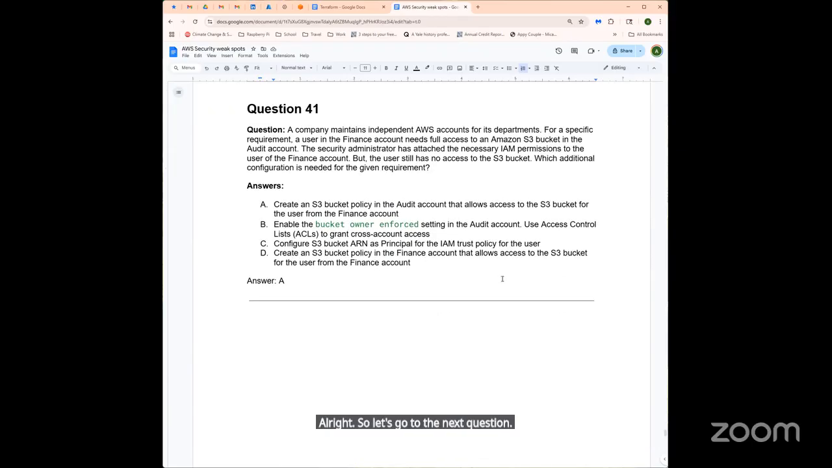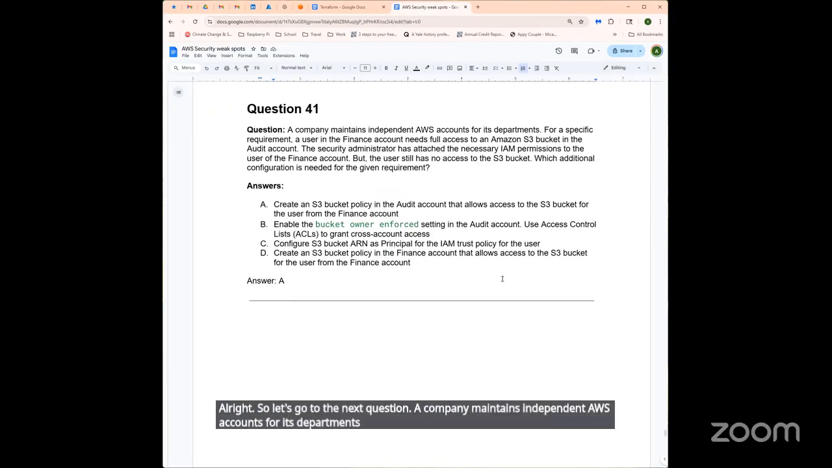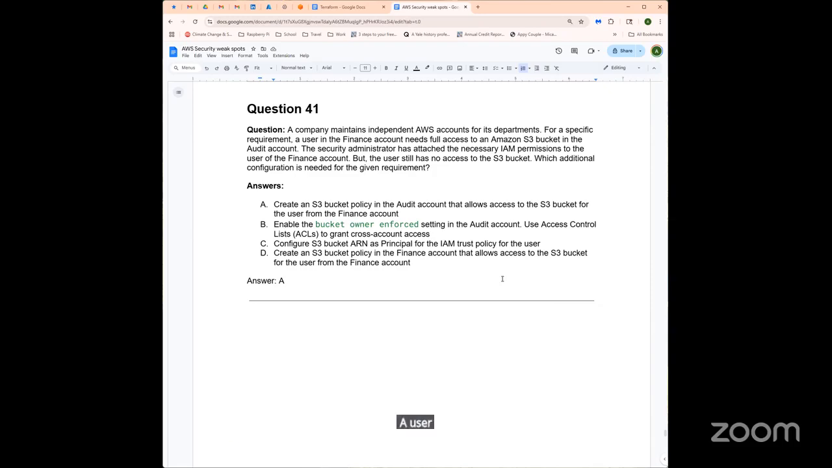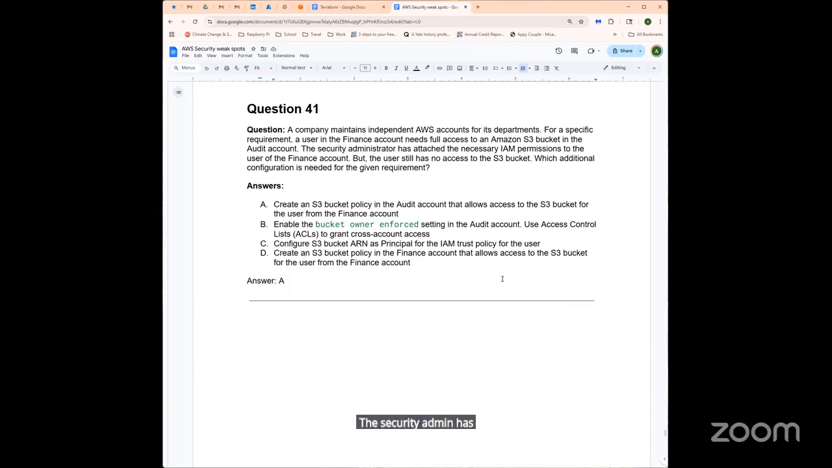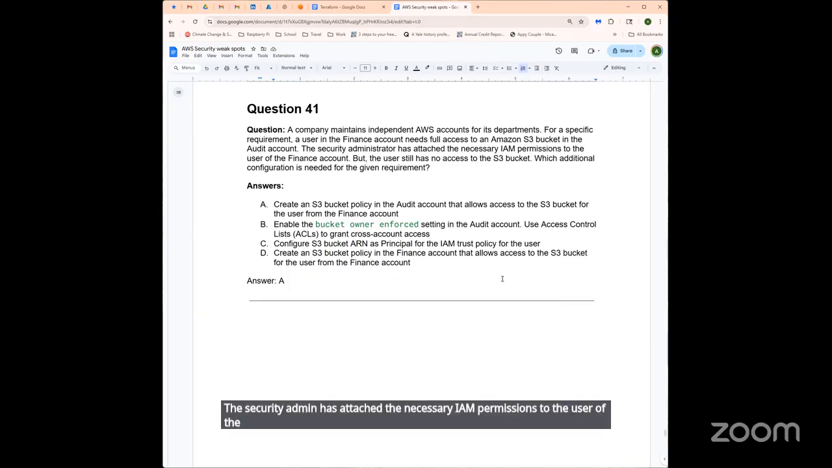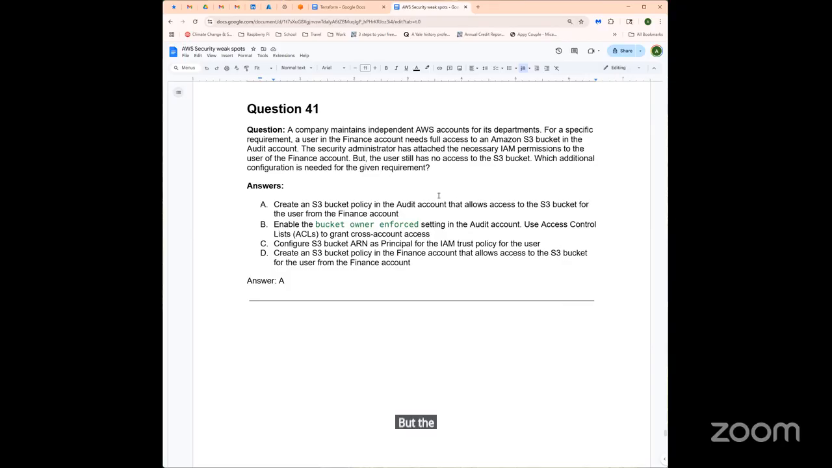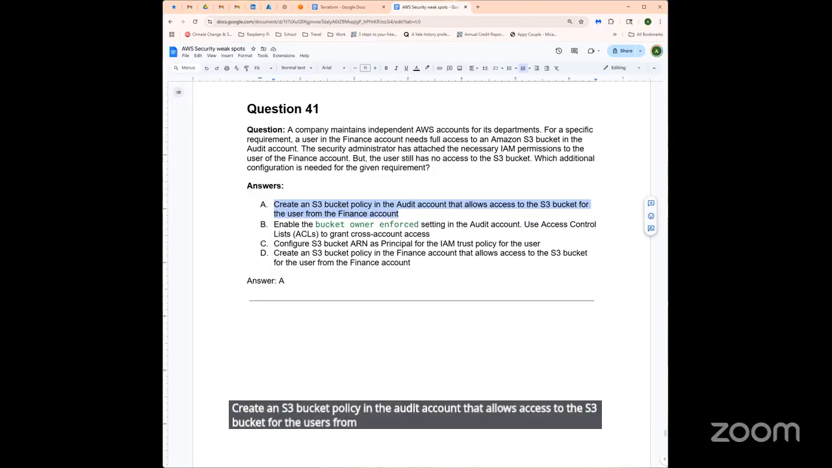A company maintains independent AWS accounts for its departments. For a specific requirement, a user in the finance account needs full access to an Amazon S3 bucket in the audit account. The security admin has attached the necessary IAM permissions to the user of the finance account, but the user still has no access to the S3 bucket. What additional configuration is needed for the given requirement? This can be A, create an S3 bucket policy in the audit account that allows access to the S3 bucket for the user from the finance account.